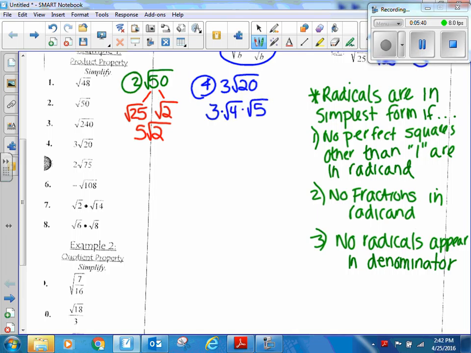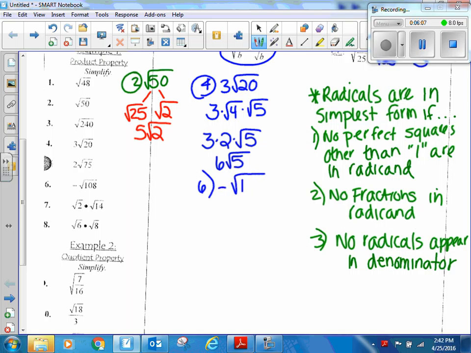Now, if I simplify this a little more, the 3 stays out front. The square root of 4 becomes 2. And the square root of 5 is already in simplest form. So now all I have to do is multiply my 3 and my 2 from out front. 3 times 2 is 6. So my simplified answer would be 6 square roots of 5. All right, number 6.